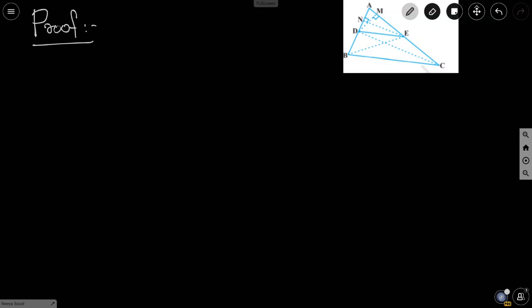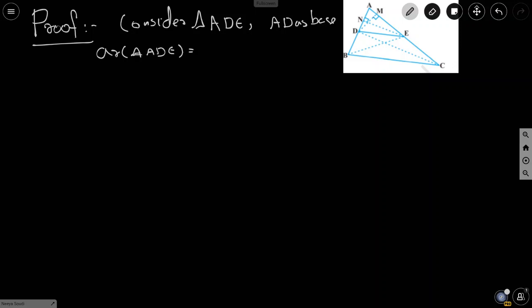Here let us start proof. Consider triangle ADE in the figure, with AD as base. We will get area of ADE. There we know there is an altitude. When AD is the base, altitude we will select as EN. So area of triangle ADE is equal to half into AD into NE or EN.